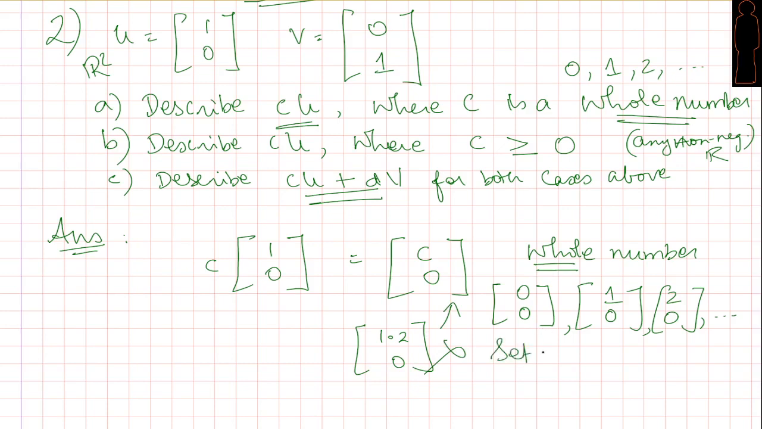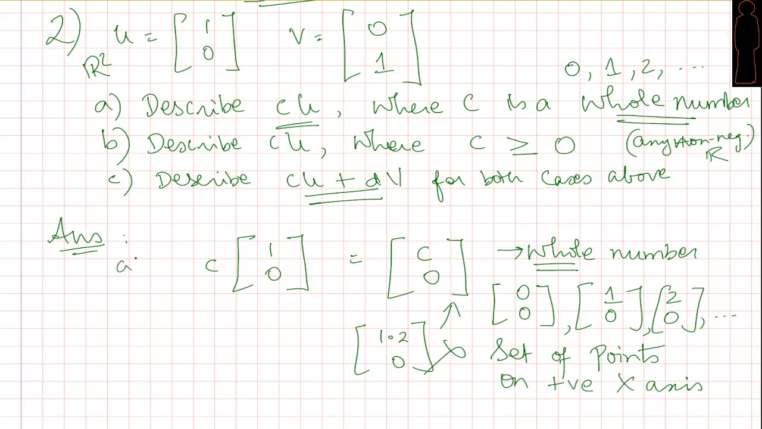And therefore what do we have? We have a set of points. Please remember that this does not describe a line. This is not a line because the constants can only be whole numbers, and therefore this describes a set of points which are here. So points like (0, 0), (1, 0), (2, 0), etc. Or should we say the set of points on the positive x-axis.